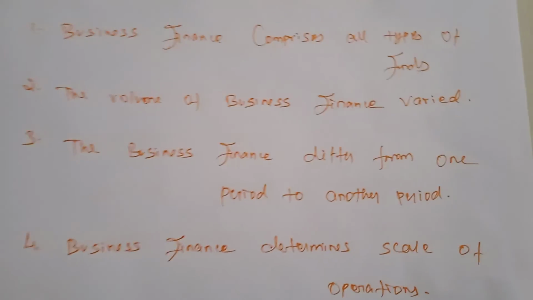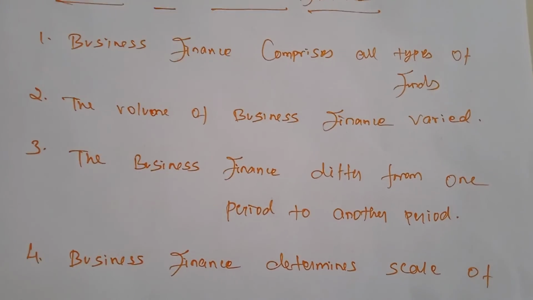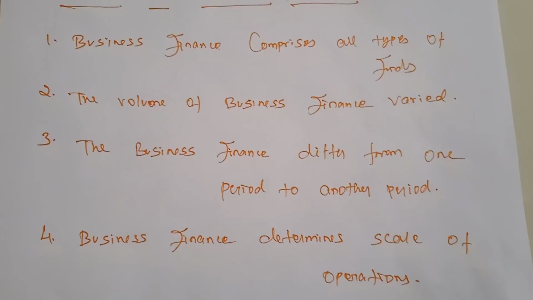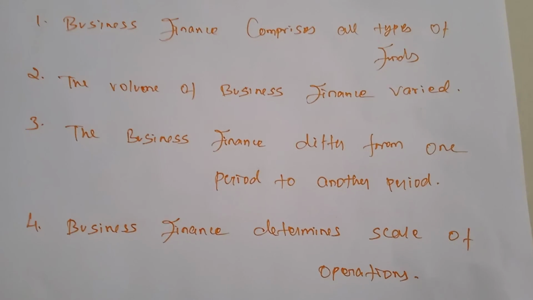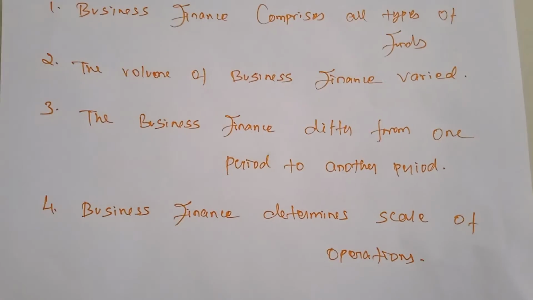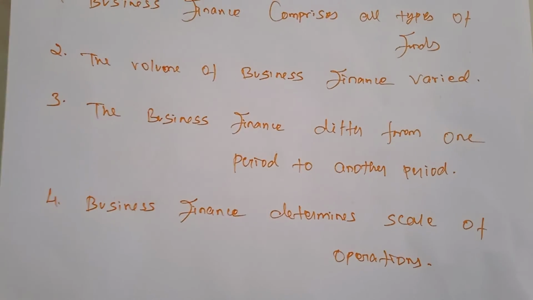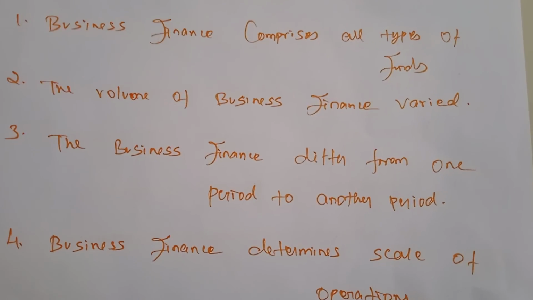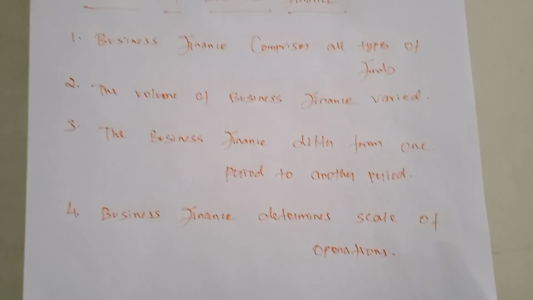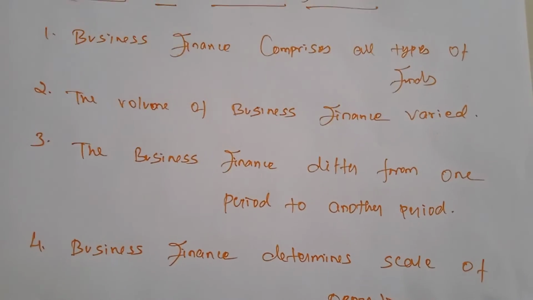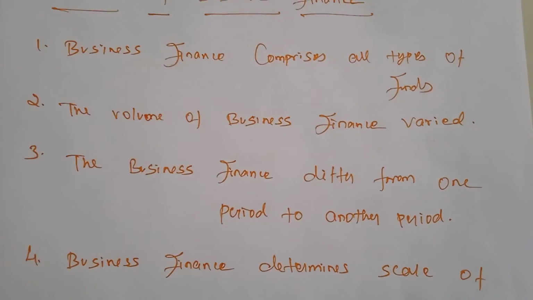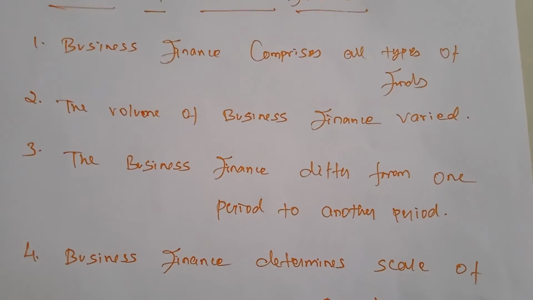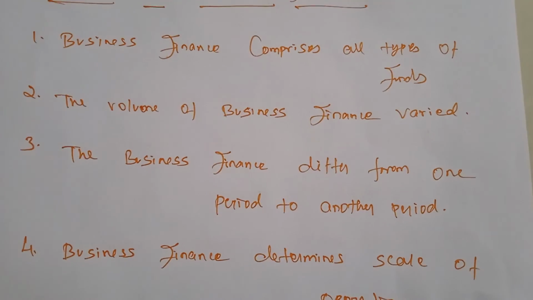So what type of product is going to be produced? Some enterprises produce agricultural products and basic necessities of life, and some enterprises produce luxuries and comfort items. This type of enterprise will need long-term facilities. Next, the amount of business finance required differs from one period to another. So on the basis of time period also, the business finance will change. Next, the amount of business finance determines the scale of operations of the business enterprise.